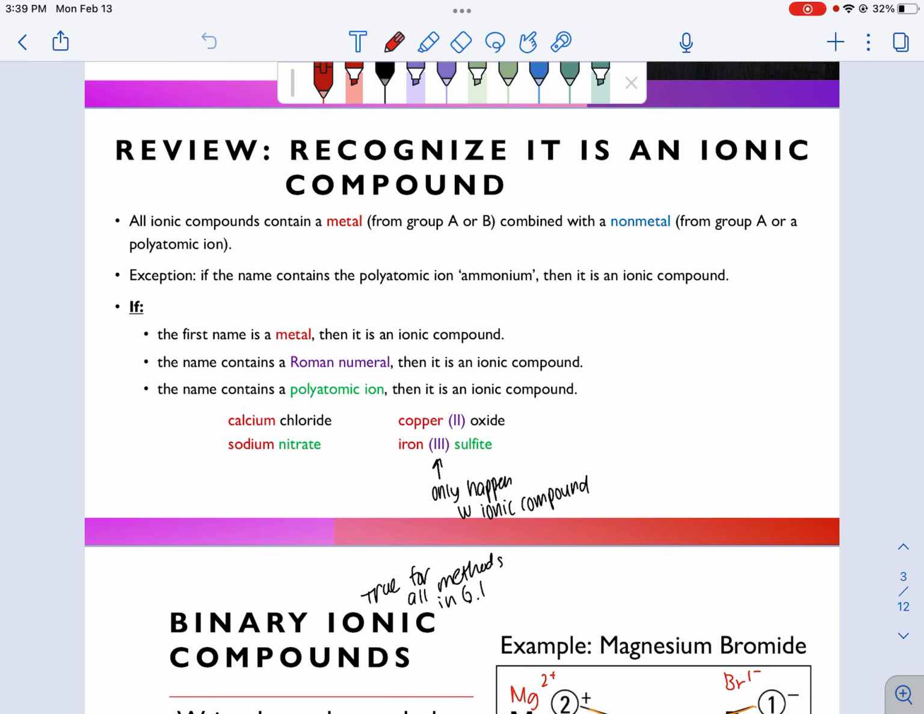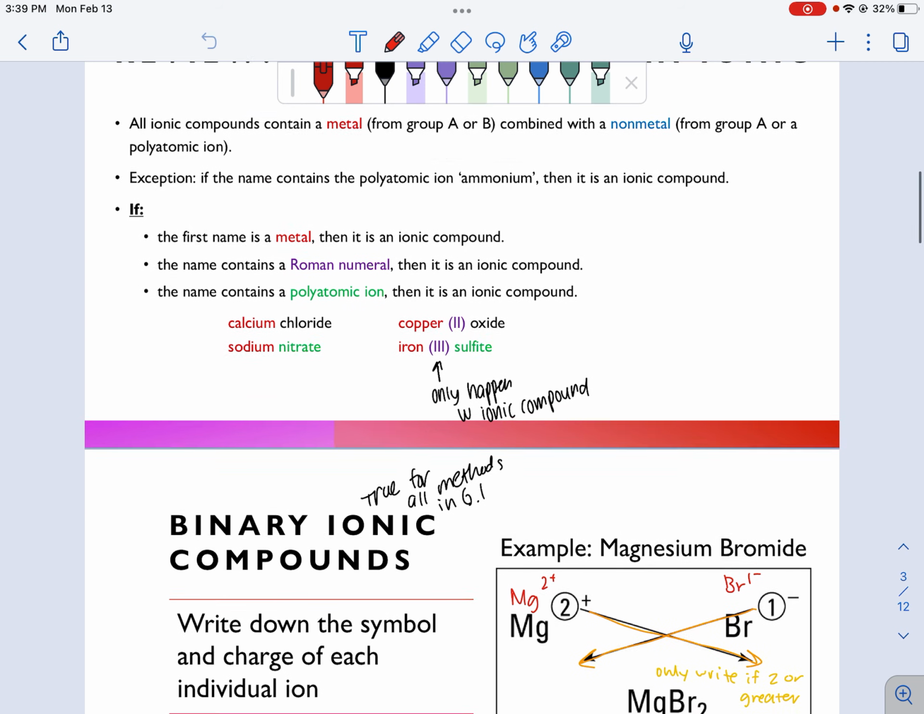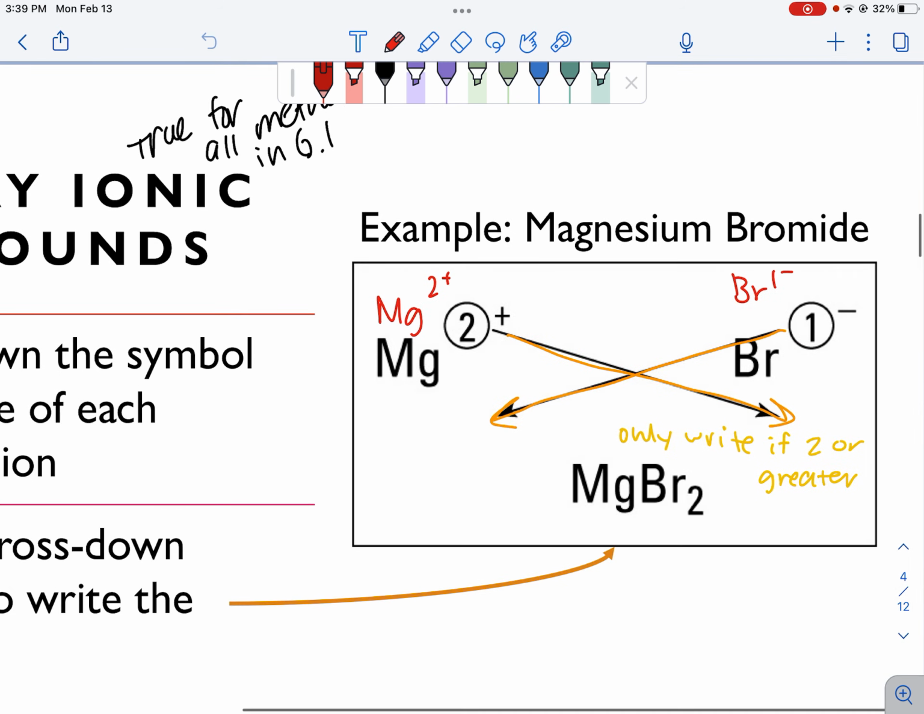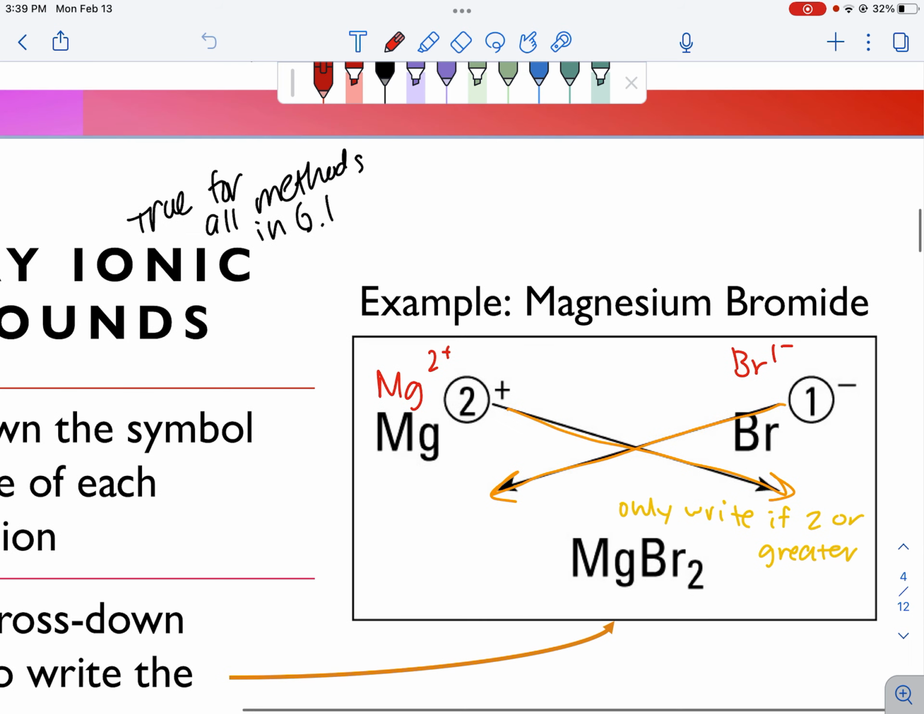Sorry. Anyways, let's keep going. Binary ionic compounds. This is true for all the methods that we covered in 6.1, but it's a really easy thing, right? I can go over it. Basically, first thing you do, you're going to see this name, right? And the first thing you're going to do is write the symbols a little far apart, okay? And then you're going to find the charges of it.